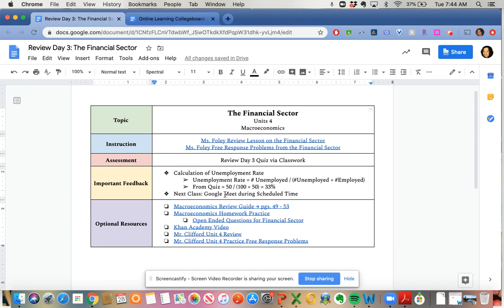Unit 4 is tricky. There's a lot going on with it. Please take a look at this review guide, pages 49 to 53. And that kind of outlines some things. There are some open ended questions in the financial sector from the homework packet. We're going to be doing some more open ended problems in the Google Meet next class. So make sure that you're aware of that.